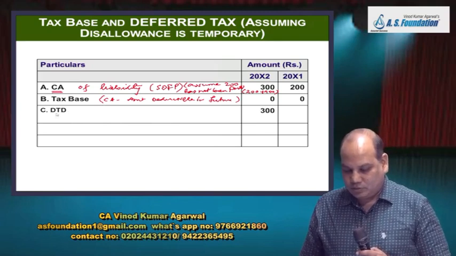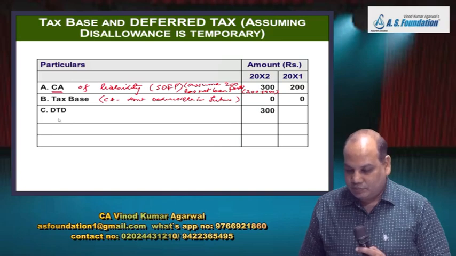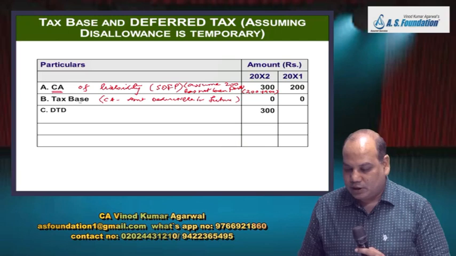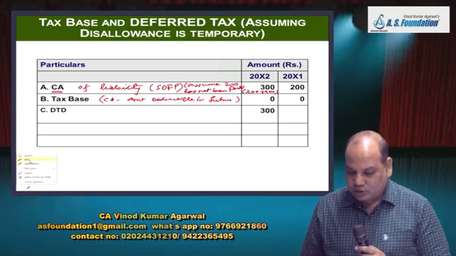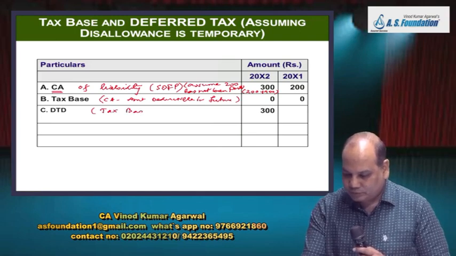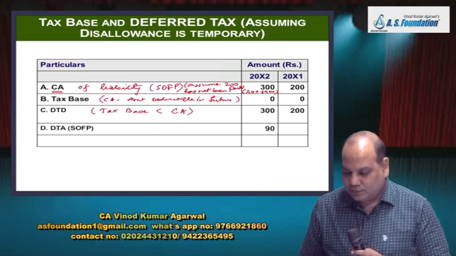Deferred, deductible temporary difference. Why deductible? In case of a liability, when tax base is lower than carrying amount, it gives rise to DTD. 300, 200. Therefore, DTA to be shown in SOFP.